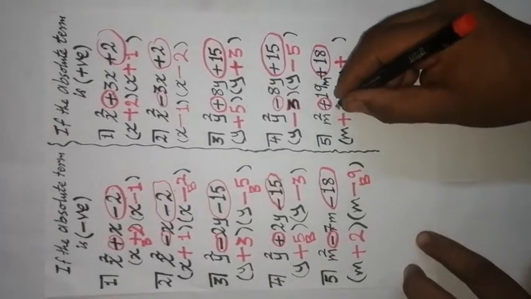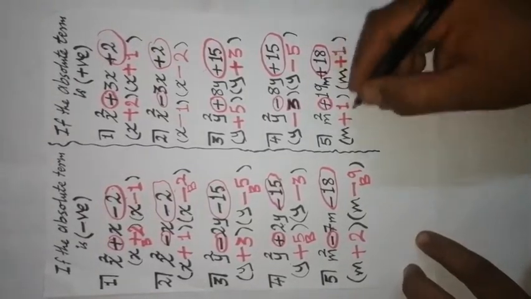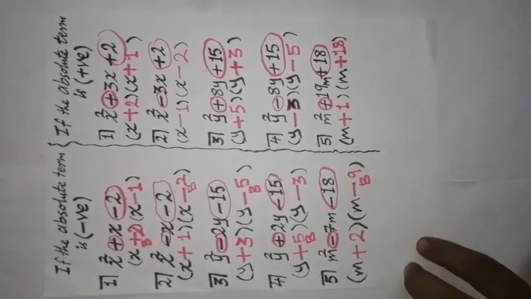So 1 and 18. As you like, you can write the 18 first, then 1, or 1 and 18. And this is all about the factorization, and thank you.